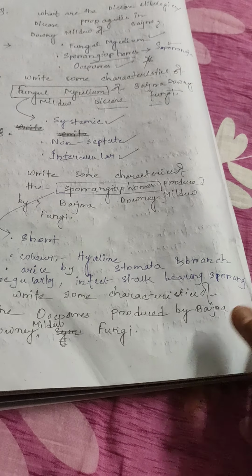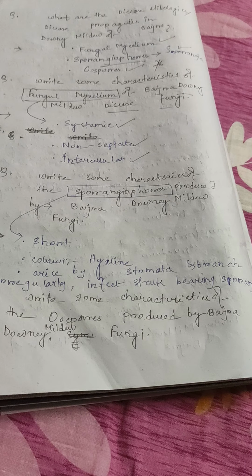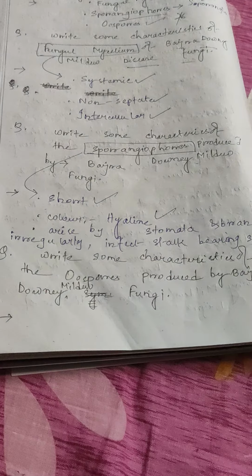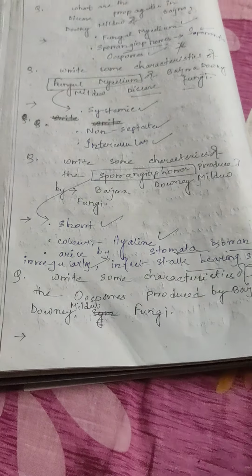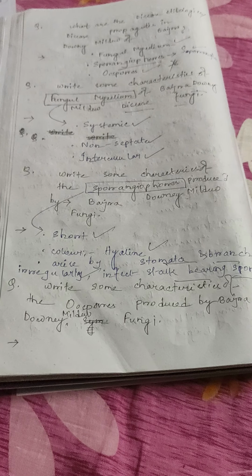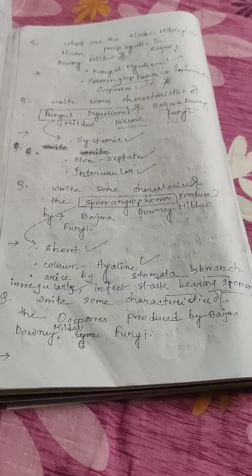Write some characteristics of the sporangiophores produced by the bajra downy mildew fungus. Sporangiophores are short, hyaline in color, arise through the stomata and branch irregularly. They are the stalks bearing the sporangia.